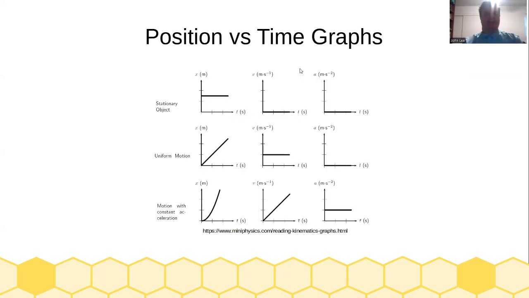Now let's do something that isn't in the book and look at some position versus time graphs. For a stationary object, x is just staying at the same point, which means that there is no velocity because x doesn't change position. Therefore, velocity is 0, and because velocity is constantly 0 and doesn't change, acceleration is also 0. For uniform motion, we have a constant velocity, which means that acceleration is still 0 because velocity doesn't change.